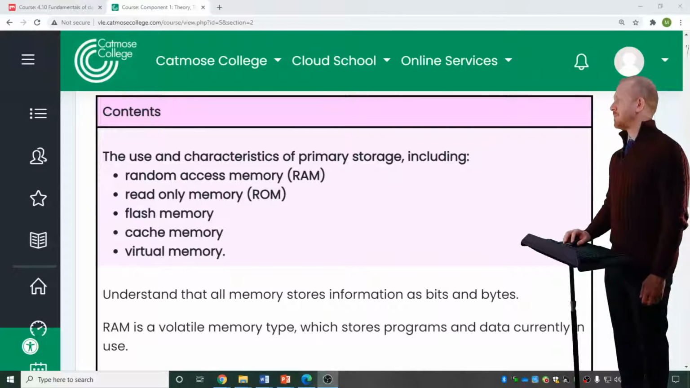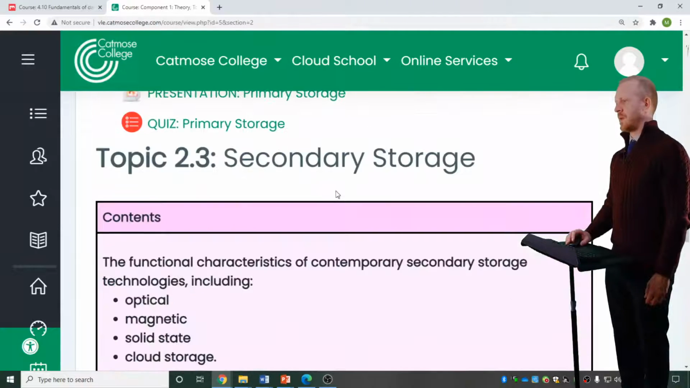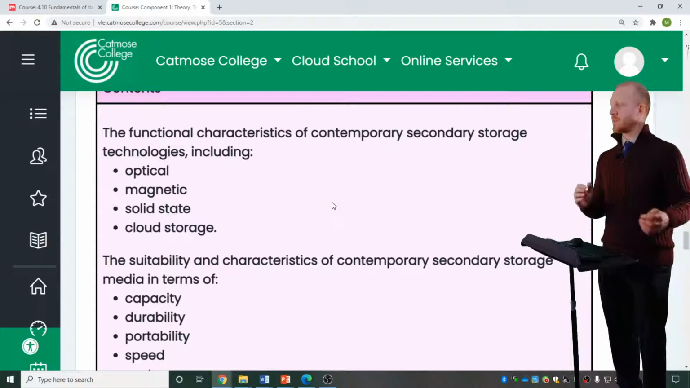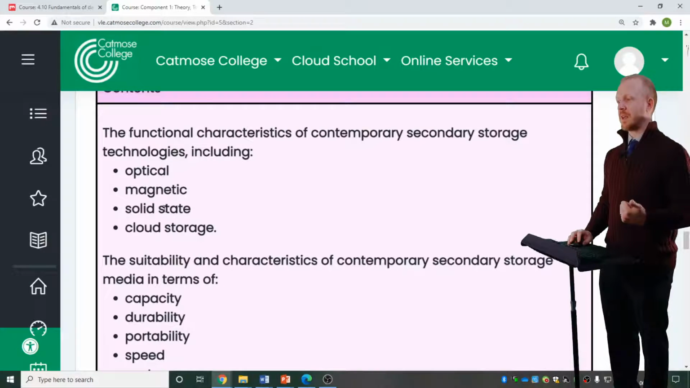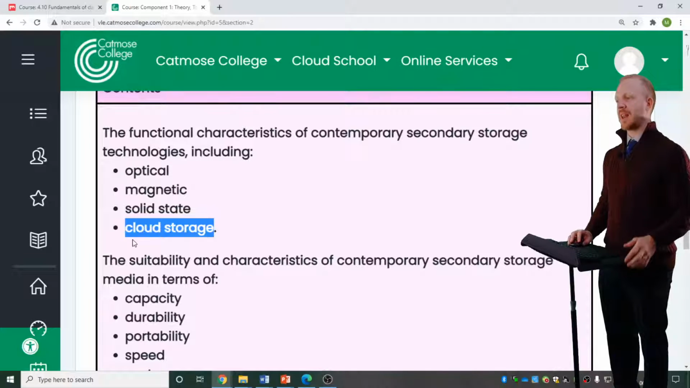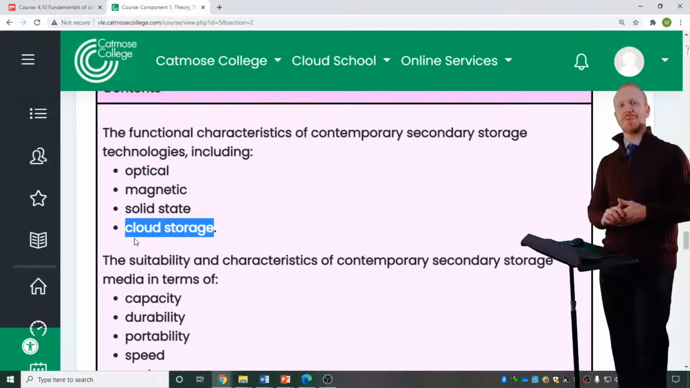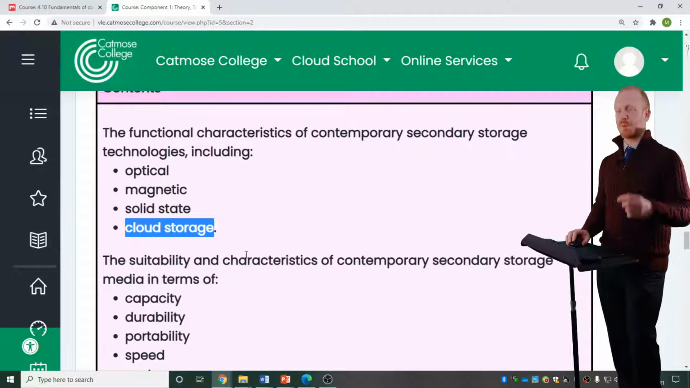We then had to talk about secondary storage devices. So optical, magnetic, solid state. What we haven't covered is cloud storage. I didn't realize that had snuck its way onto the specification. We'll do a bit on that in a minute.